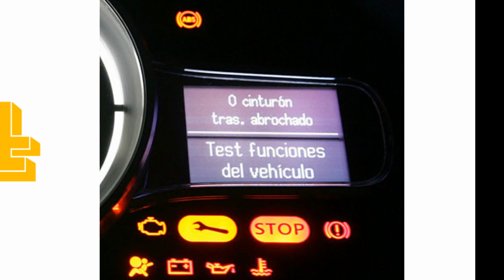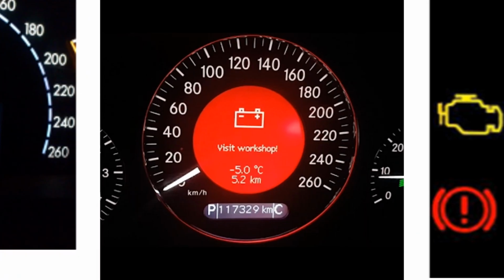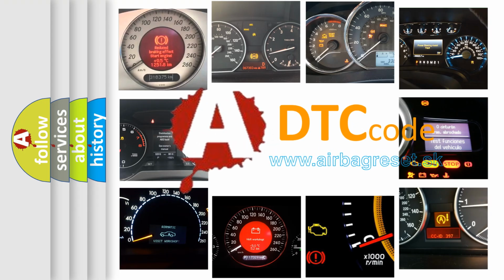How is the error code interpreted by the vehicle? What does P0134 mean, and how can this fault be corrected? Today we will find answers to these questions together.